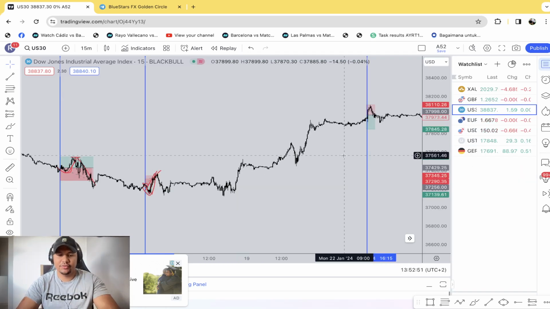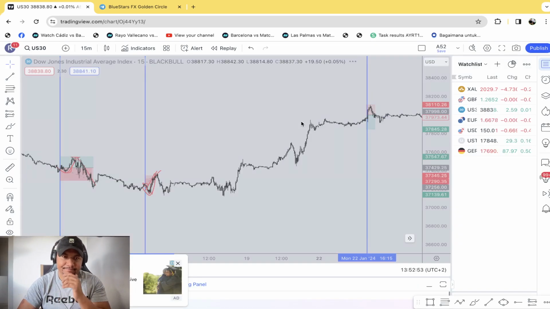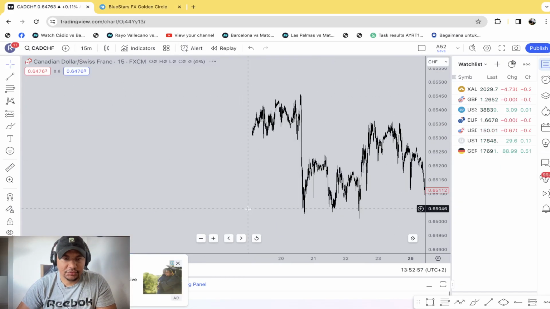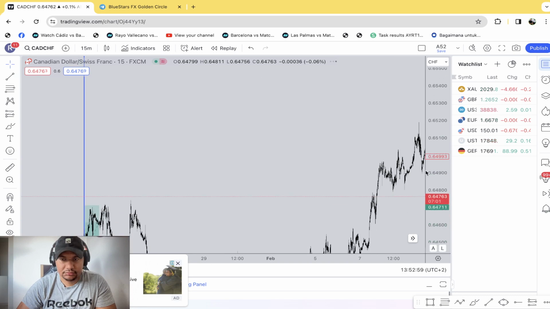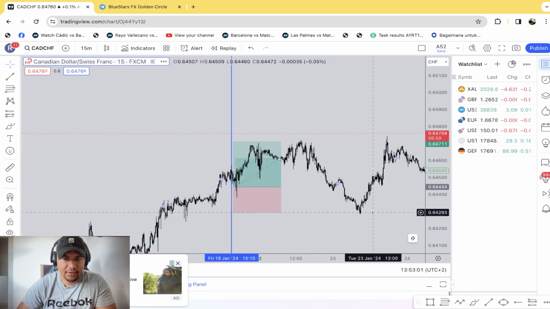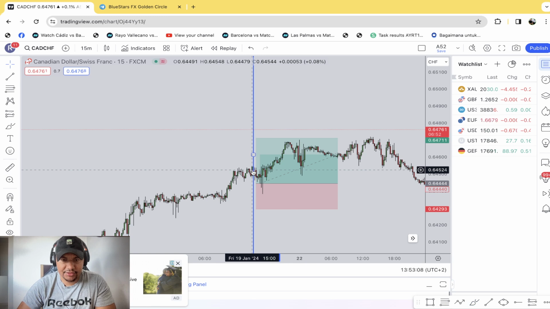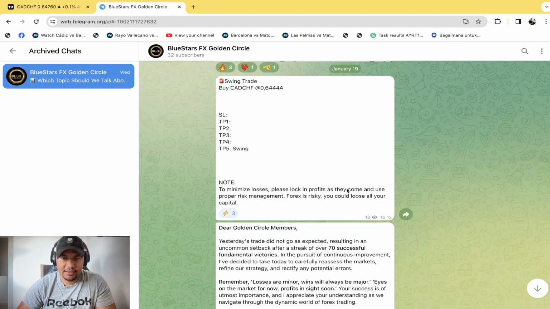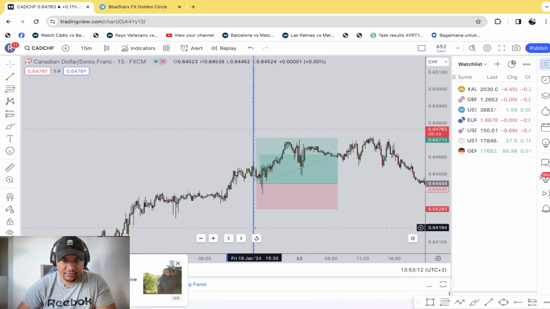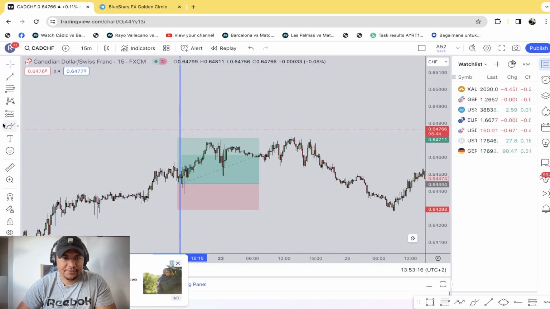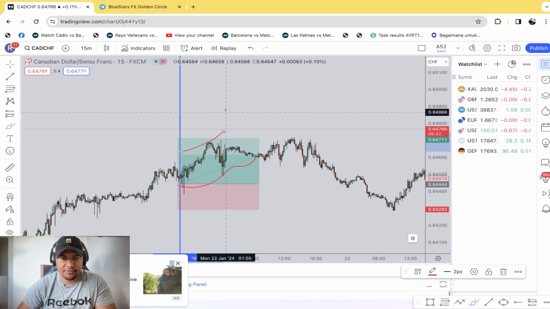So let's go over to CAD CHF. This was sent on the 19th, just after 4. Here we go. Beautifully executed trade. Let me just move that to that side. You can see there, February the 19th, just after 4. There. Nice move to the upside. That would have been very beautiful, right?